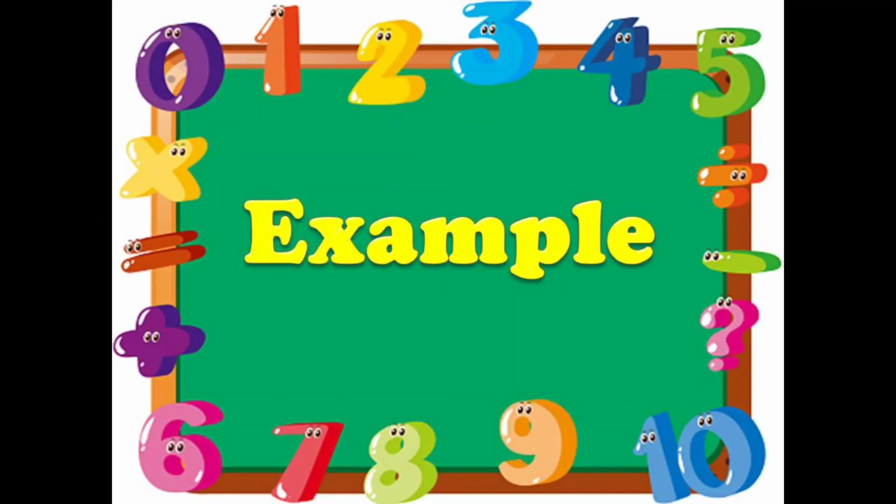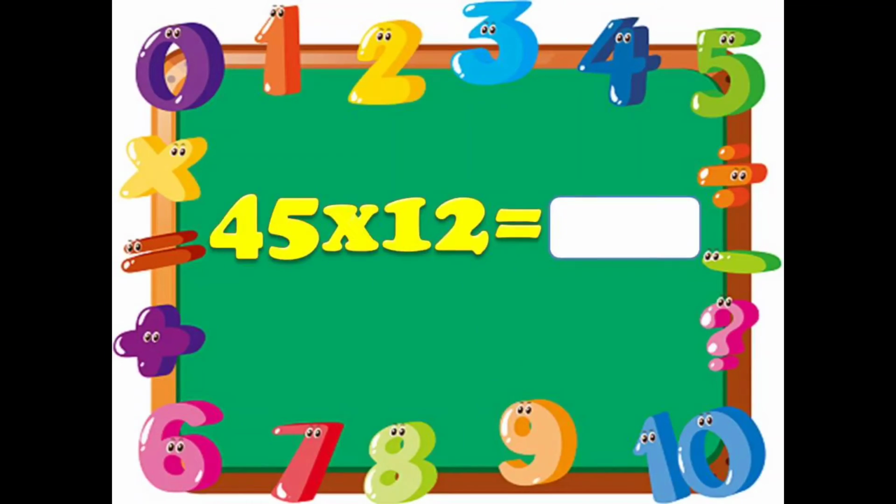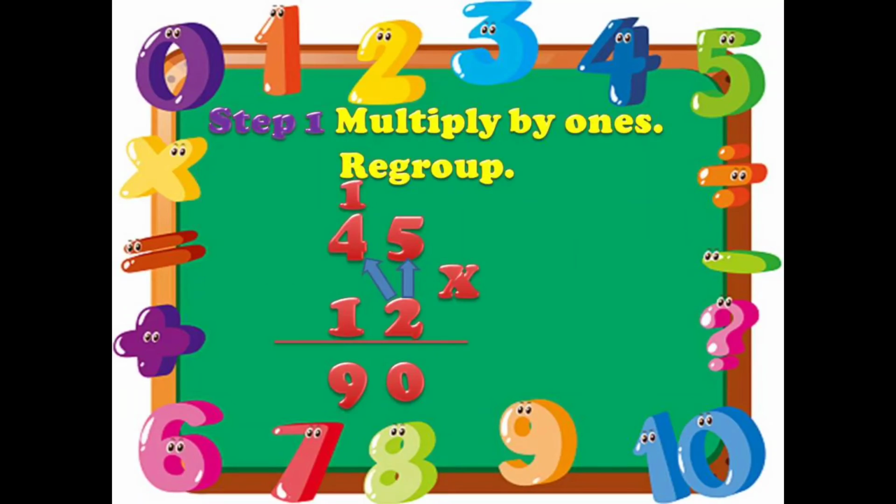Here are some examples. 45 times 12 is equal to blank. Step 1, multiply by ones, then regroup. So 45 times 2. So 5 times 2 is equal to 10. So we put 1 above 4, and then 2 times 4 is equal to 8, plus 1 is equal to 9.